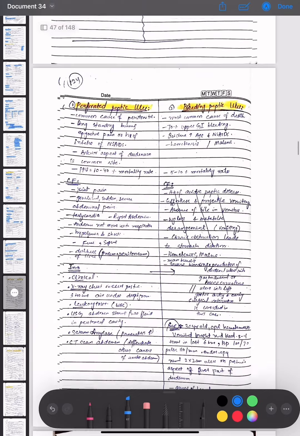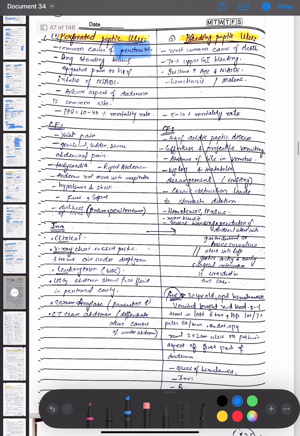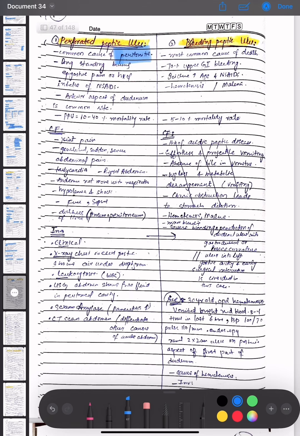Now coming towards the perforated peptic ulcer and bleeding peptic ulcer. Perforated peptic ulcer is a common cause of peritonitis. There is long-standing burning epigastric pain or a history of intake of NSAIDs. The anterior aspect of the duodenum is the common site. PPU has a 10 to 40% mortality rate. The bleeding peptic ulcer is the most common cause of death, with 70% of upper GI bleeding. Incidence increases with age and NSAIDs, with hematemesis or melena, and it has a 5 to 10% mortality rate.